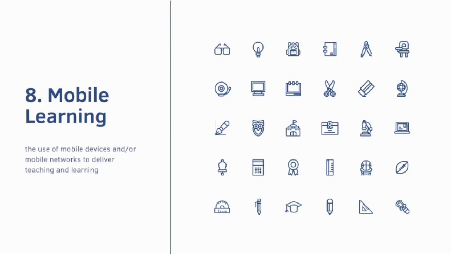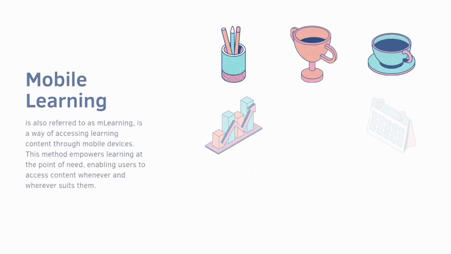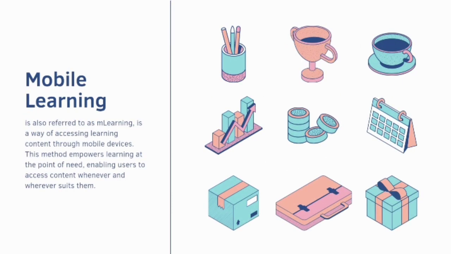The eighth term is mobile learning, the use of mobile devices and or mobile networks to deliver teaching and learning. Mobile learning is also referred to as M-learning. It's a way of accessing learning content through mobile devices. This method empowers learning at the point of need, enabling users to access content whenever and wherever suits them.